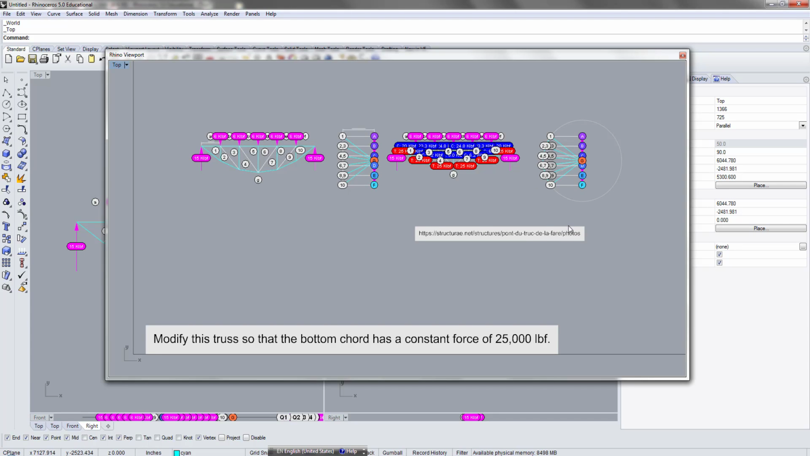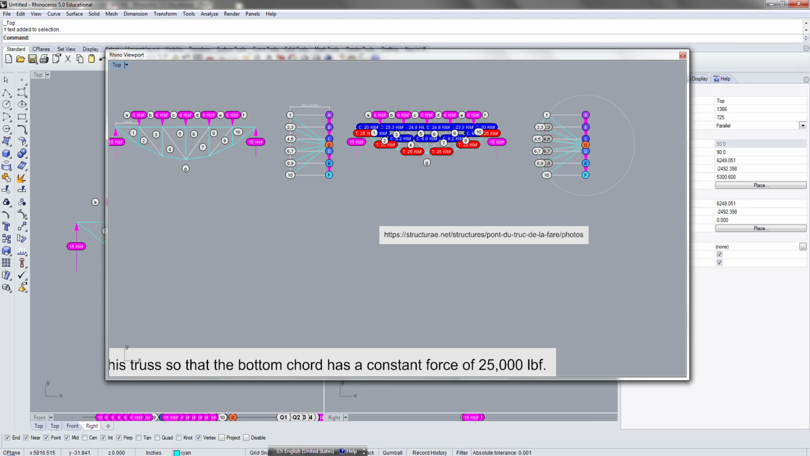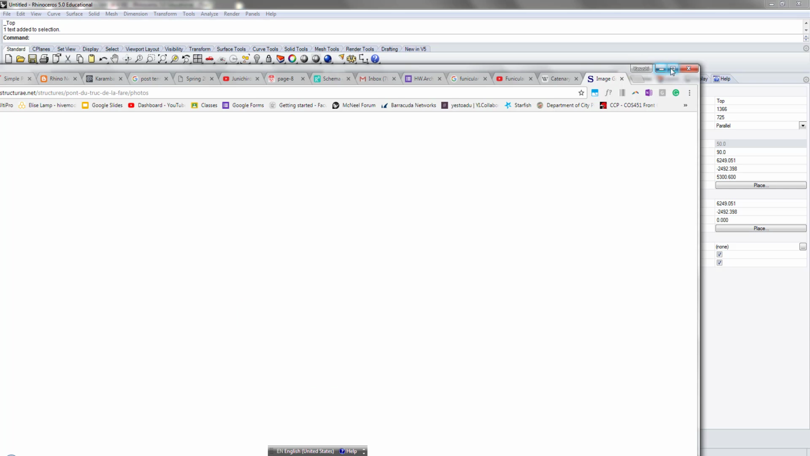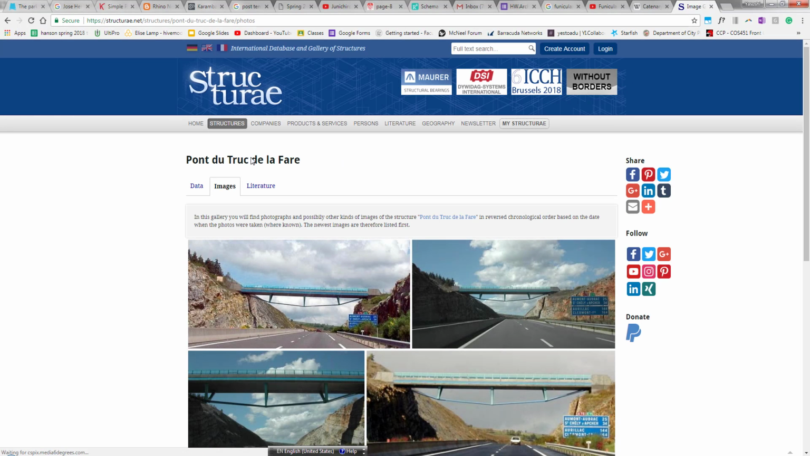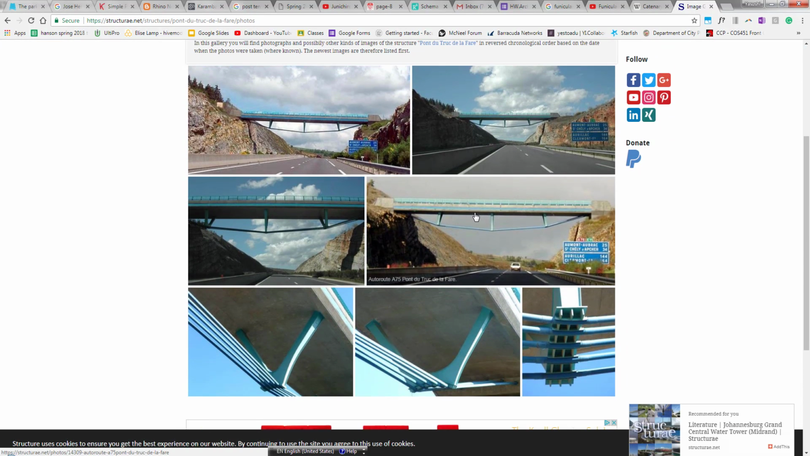So in the problem, I included this link that shows the image of an example of a bridge like this. So again, this is the bridge in France. In this case, you can see how the bottom chord is at constant size, because taking this form, the bottom chord is sort of guaranteed to be at constant internal force, so therefore they can use the same size member throughout.